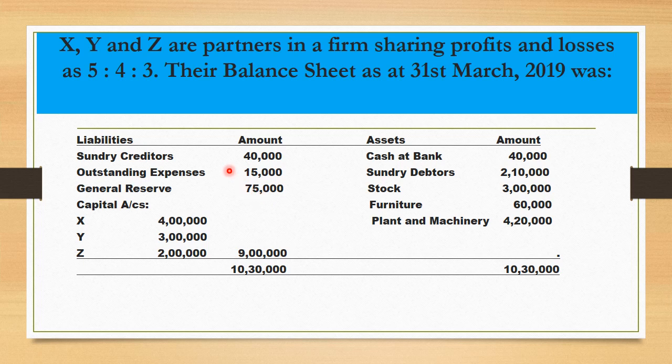5:4:3. And the capitals of the partners are 4 lakh, 3 lakh and 2 lakh respectively. With that, the cash balance is also given to us, that is rupees 40,000. Sundry debtors are rupees 2 lakh 10,000. Stock is rupees 3 lakh, furniture is rupees 60,000, and plant and machinery is rupees 4 lakh 20,000.